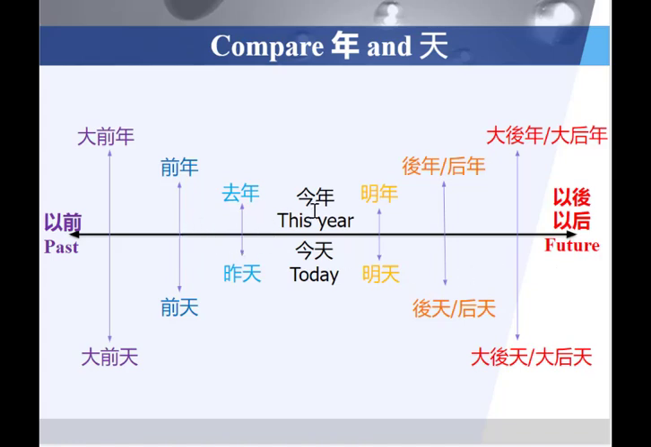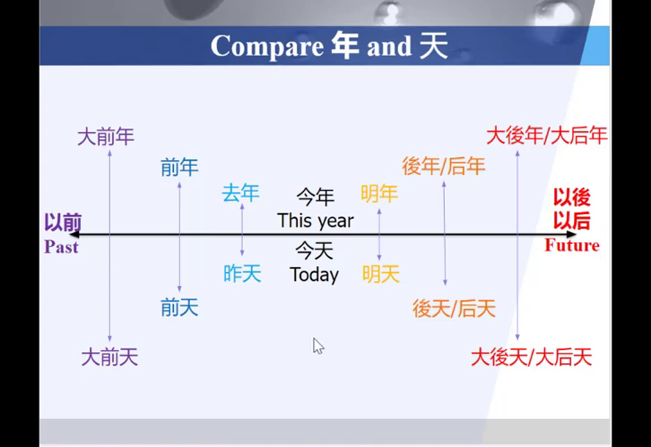Going towards the past, 今天 is today. Yesterday is 昨天. But last year is the year that has just gone. So 去年. So this is the one part that's different, okay? The day before yesterday is 前天, and the year before last year is 前年. 前 means before, so it makes sense. And thereafter, you just add 大 as you progress towards the past.